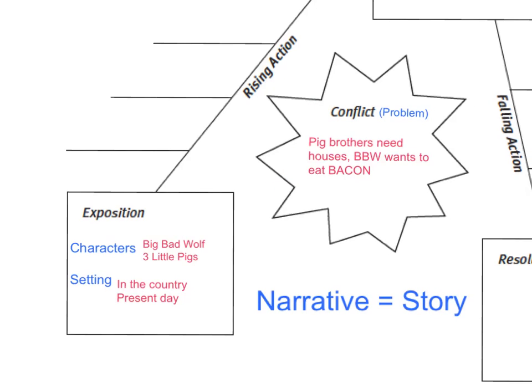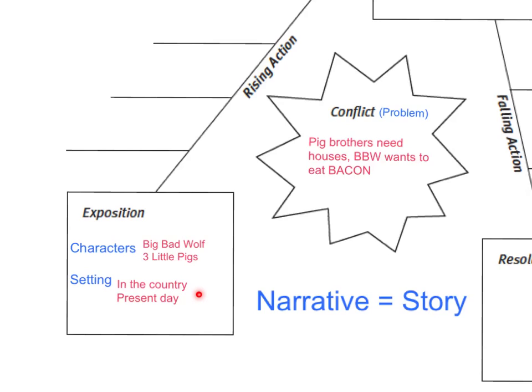To illustrate how a plot mountain works, we're going to think about a story that we all know. Take the story The Three Little Pigs, for example. In The Three Little Pigs, we have the characters, the big bad wolf and the three little pigs. And they are trying to build houses in the country, and it doesn't say, the story's been around for a long time, but we're just going to assume that it takes place in present day.